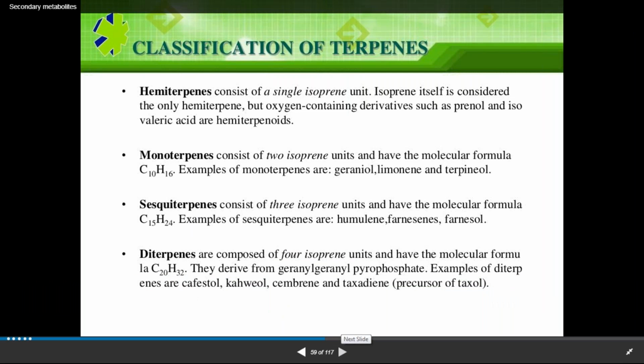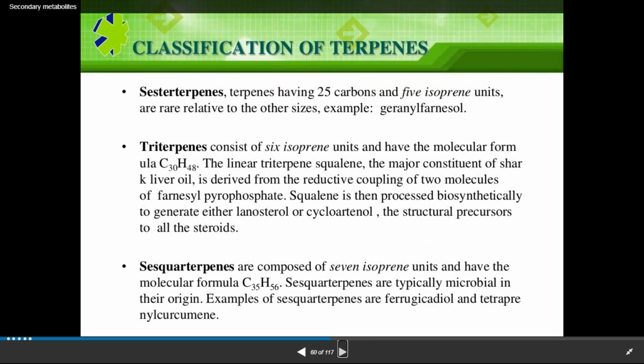Did you get it? Understood? So examples you can remember are taxadiene and cafestol. Next, coming to sesterterpenes, they have 25 carbon atoms, that is 5 isoprene units, and they are derived from geranylfarnesyl pyrophosphate. Geranyl has C10 units, farnesyl pyrophosphate has C15 units. So C10 plus C15 will give you C25 units, that is geranylfarnesol. Clear?